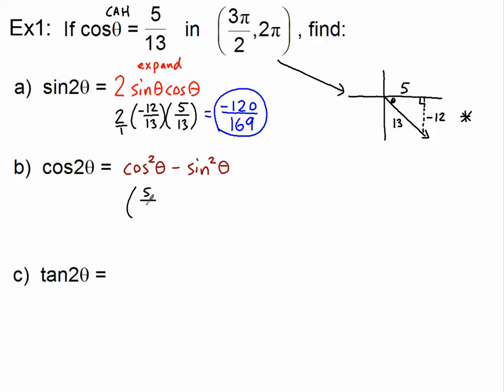Cosine is 5/13, so I'm going to take the cosine value and square it. And then I'm going to take the sine value, which again was negative 12/13, and I'm going to square it. So we've got some math to do here. Squaring 5/13, you just square each piece. So I get 25 divided by 169. Squaring negative 12 keeps it positive, so 144 divided by 169. These fractions want to be subtracted, and I get negative 119 over 169.